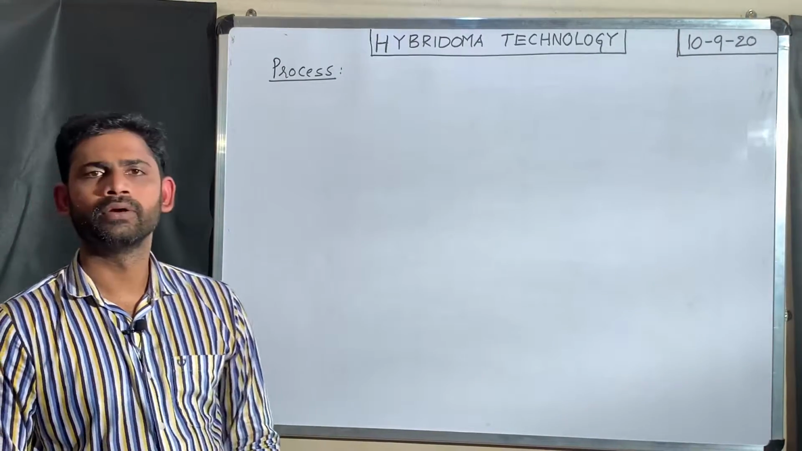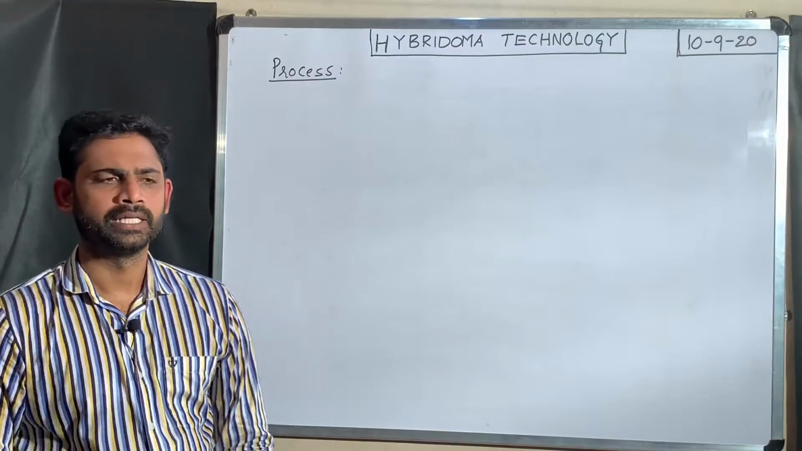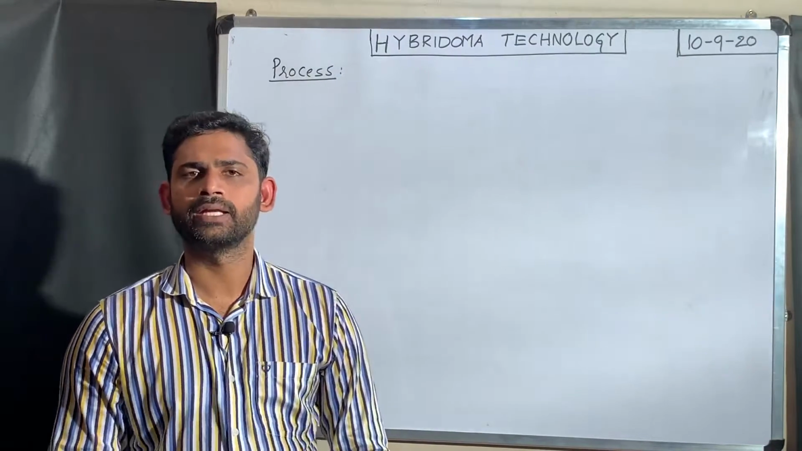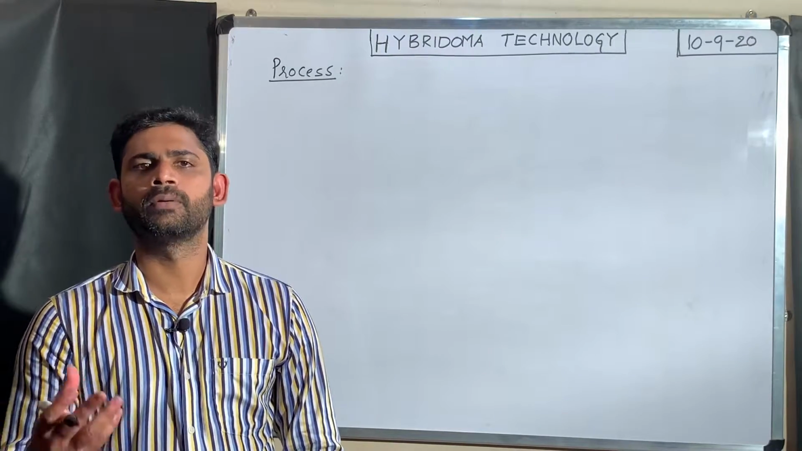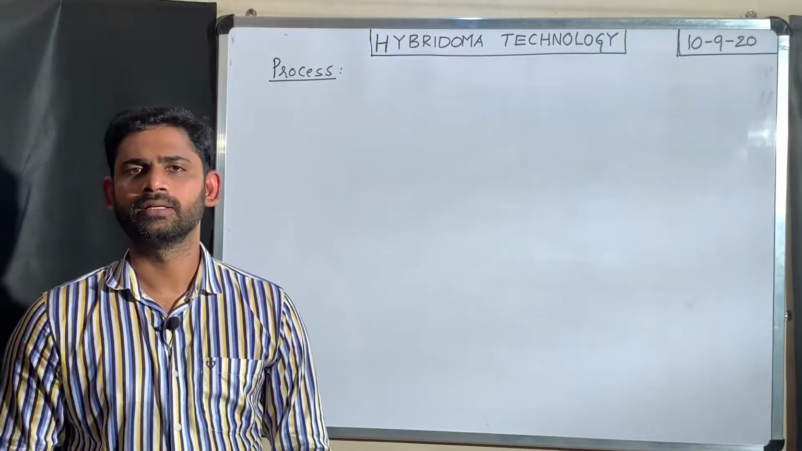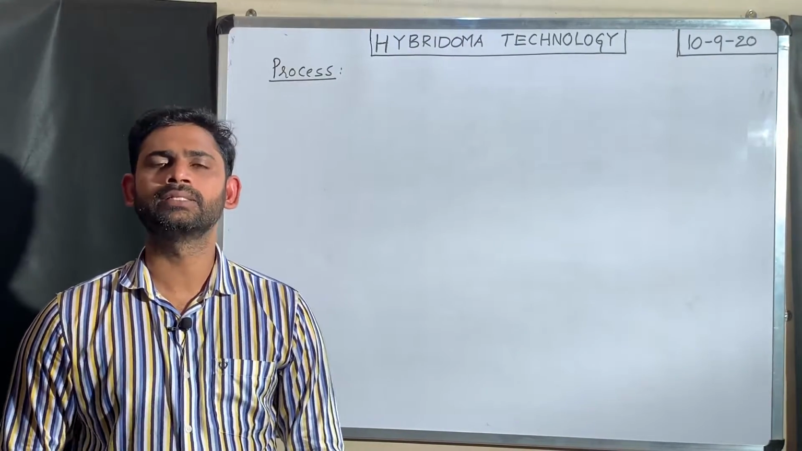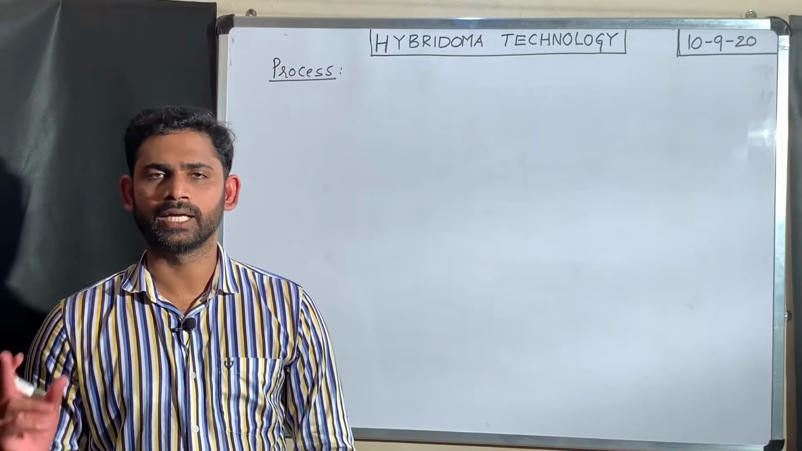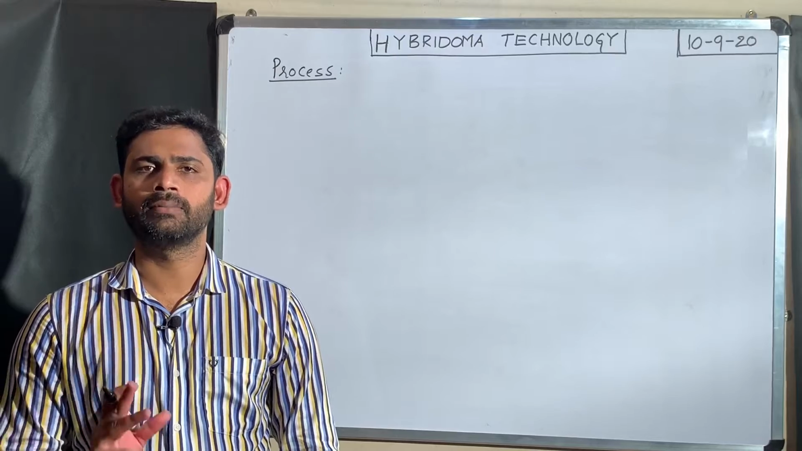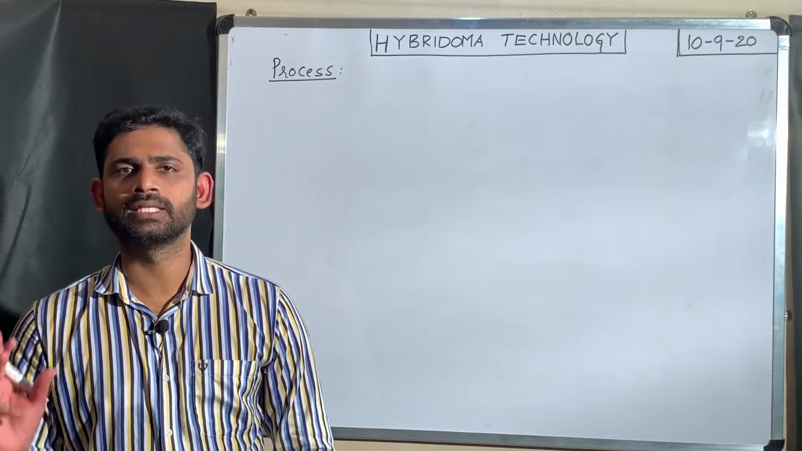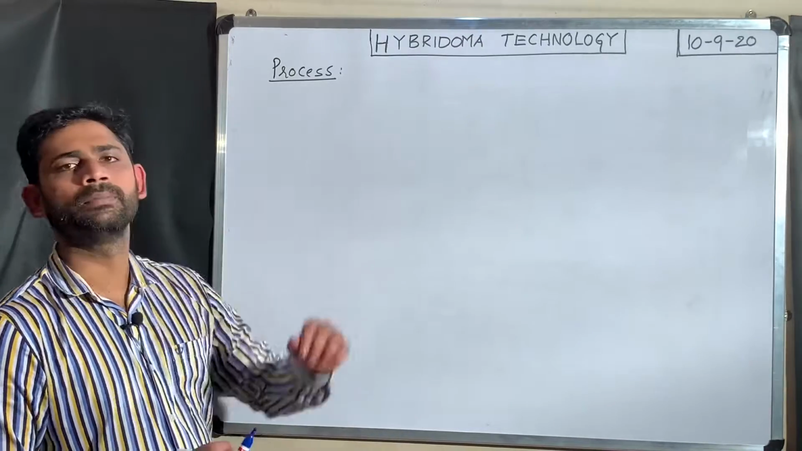This video is a continuation of hybridoma technology. In the last part, I explained the requirements to understand hybridoma technology. There are two requirements: one is an activated B lymphocyte, or activated B cell, and the second is a double mutant myeloma cell. Now, I am going to continue with the process of hybridoma technology.